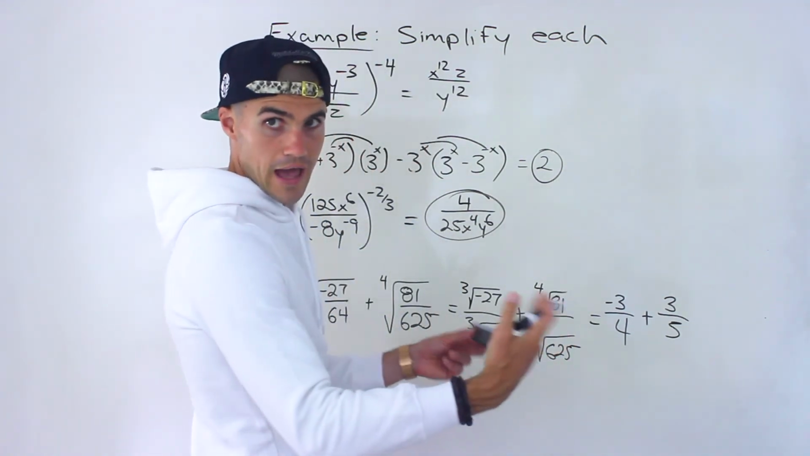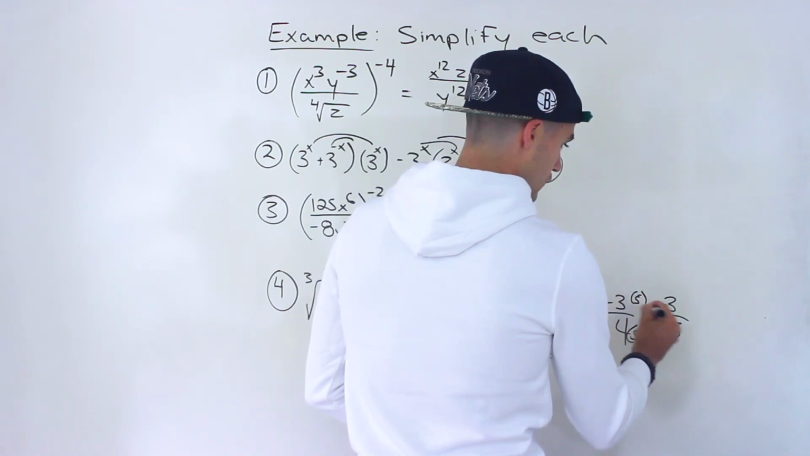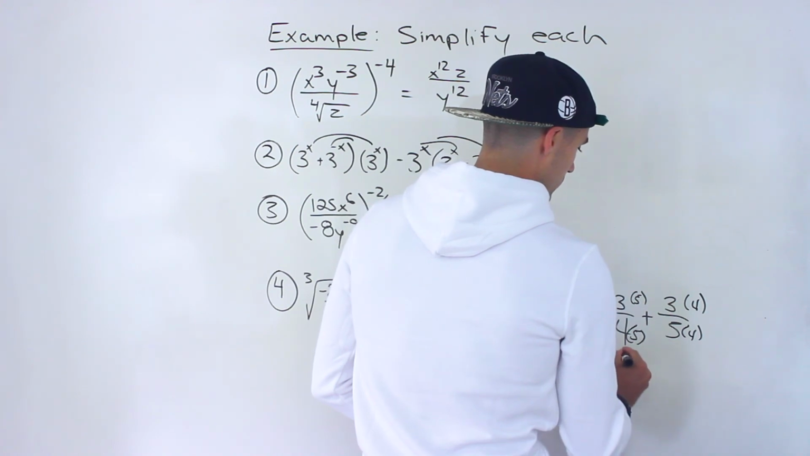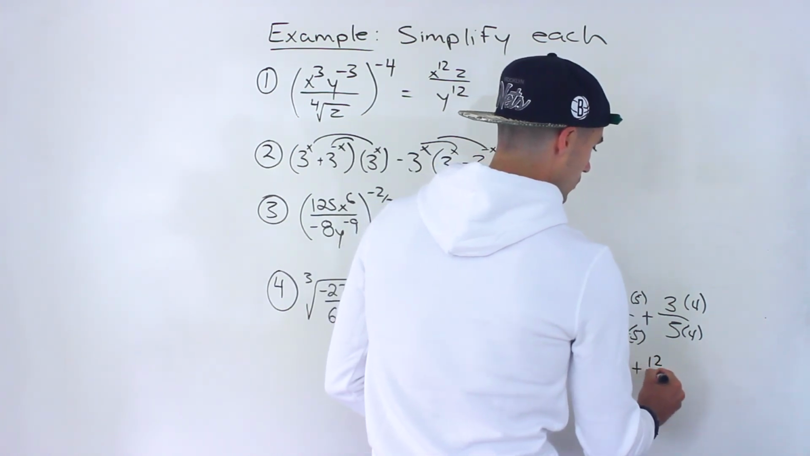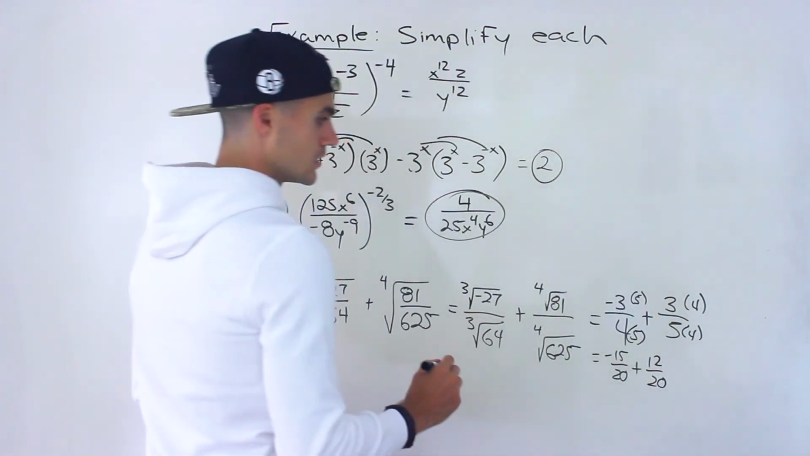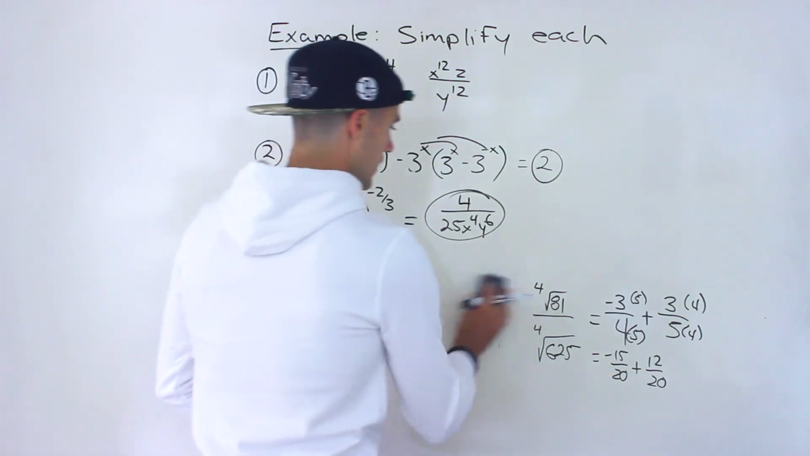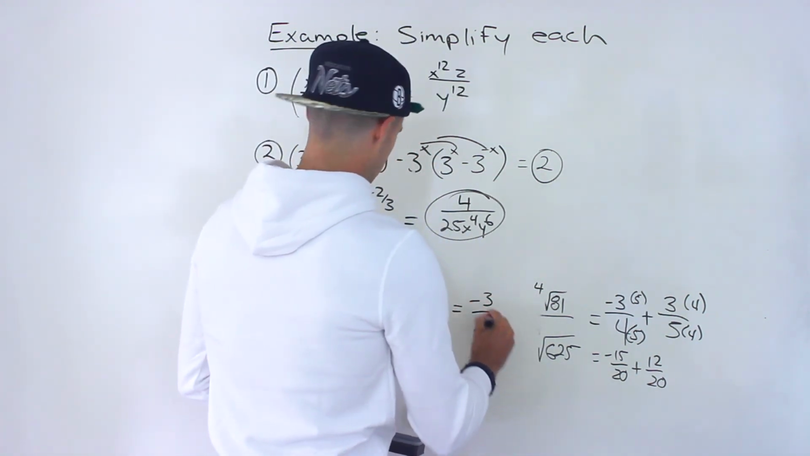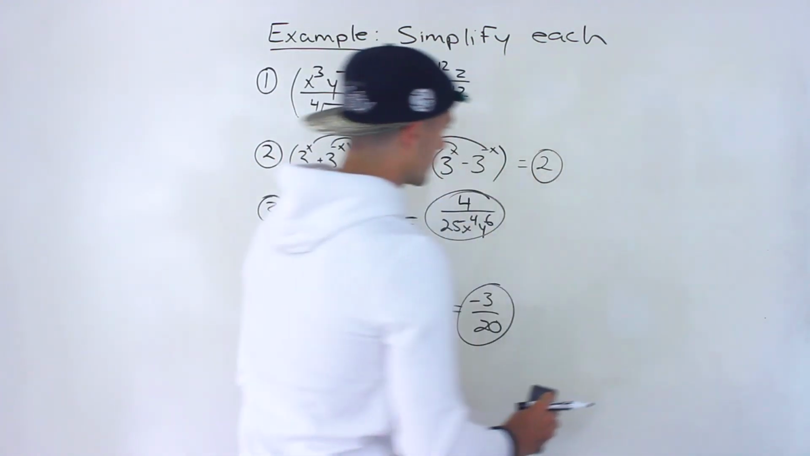Two fractions adding, common denominator, 5, 5, 4, 4. We'd have negative 15 over 20, plus 12 over 20. Negative 15 plus 12 would give us negative 3. So negative 3 over 20 ends up being the final answer for number 4.